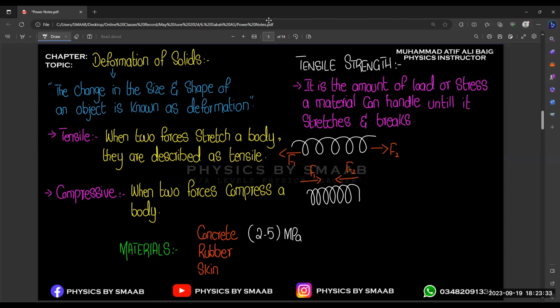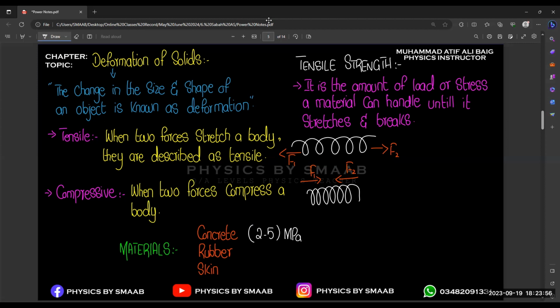Because force per unit area is known as pressure, and the SI unit of pressure is pascals, and capital M means mega, right? 10 to the power 6. Okay, clear? Any confusion? No confusion.